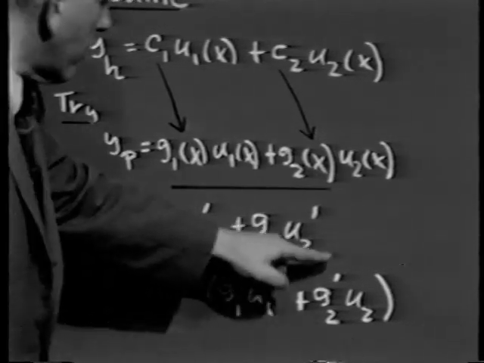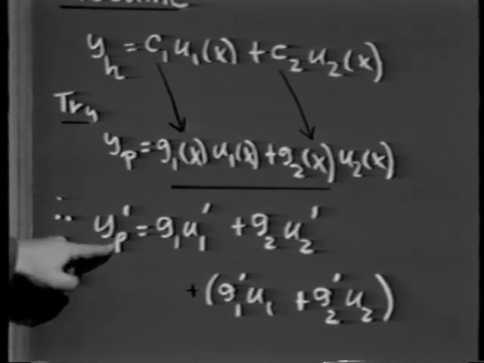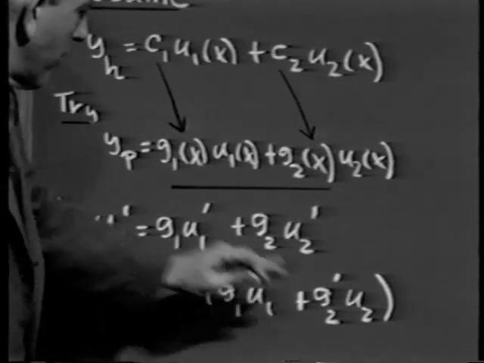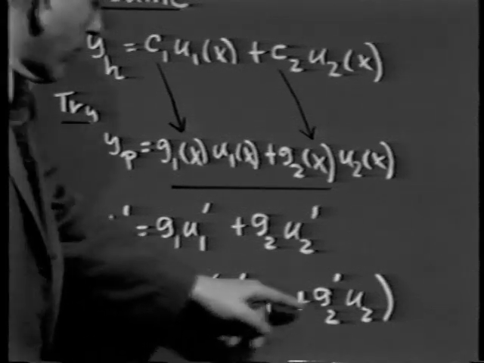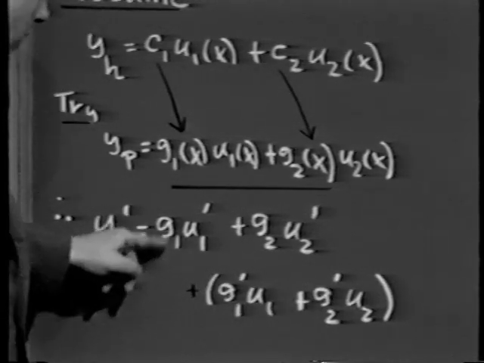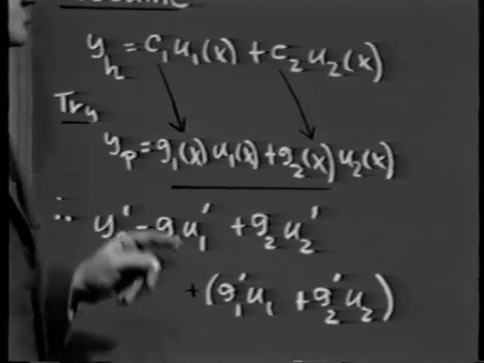I'm going to group the terms sort of like this for the time being. In other words, I take the derivative, and I'm going to group the terms this way. One reason I want to group the terms this way is the following. Look at, I have picked g1 and g2 completely at random.